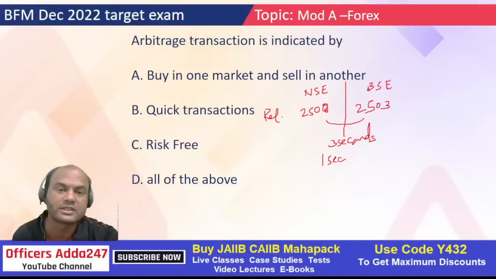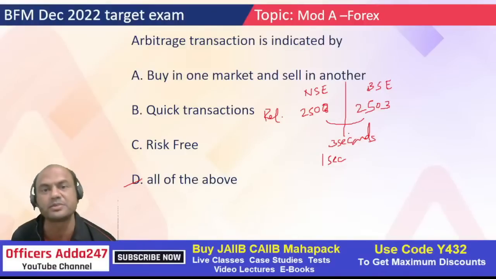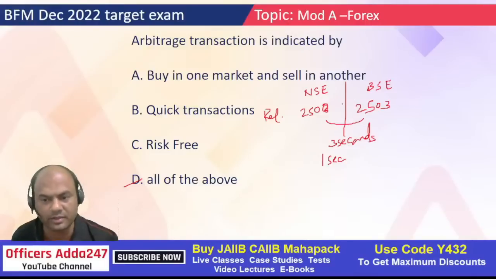So what is the answer for this? Arbitrage transaction is indicated by: A, buy in one market and sell in another; B, quick transaction; C, second risk free; and D, all of the above. So what is the answer now? A, B, C or D? Everyone? Yes? The answer is correct. Simple, isn't it? D. Only the point, the risk over here is time only. You should be very quick. Your system should be very quick. Otherwise, if you take more than 5 to 6 seconds in that transaction, your transaction is gone. Okay?